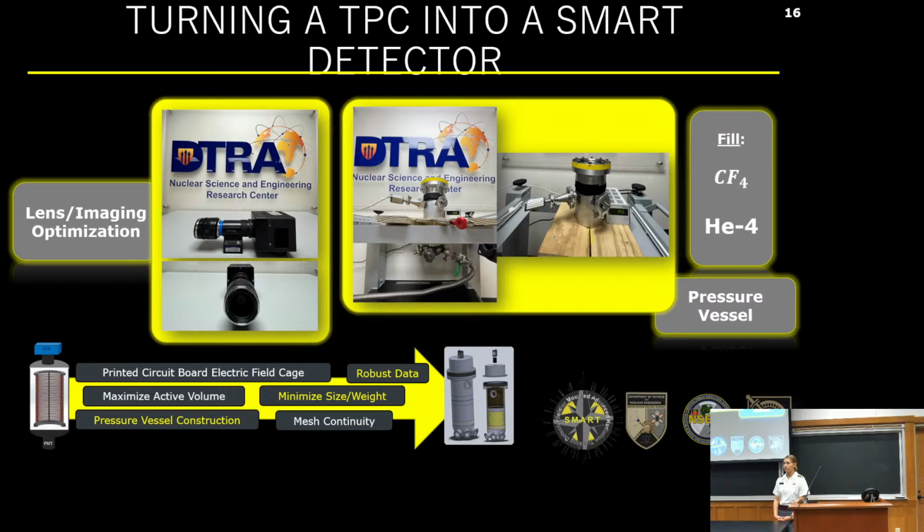On the right side of the screen, you can see the aluminum chamber itself, which we took to vacuum to clear out the contaminants, and then we filled it with helium-4 as the target gas and used carbon tetrafluoride as the quenching gas.